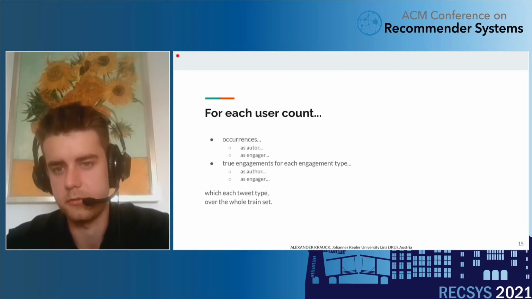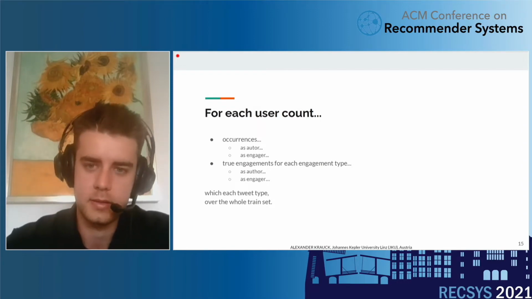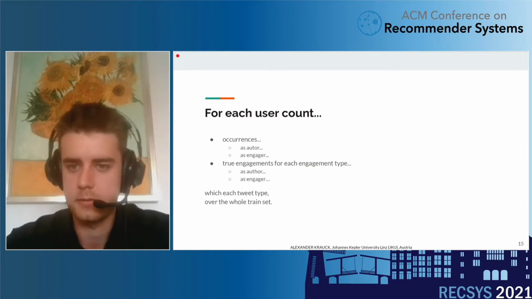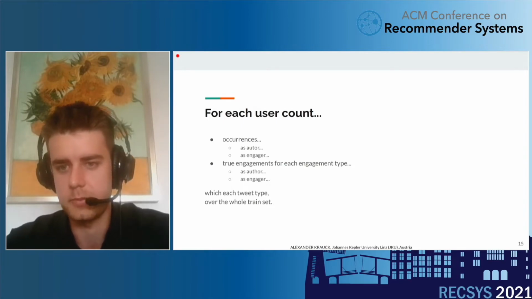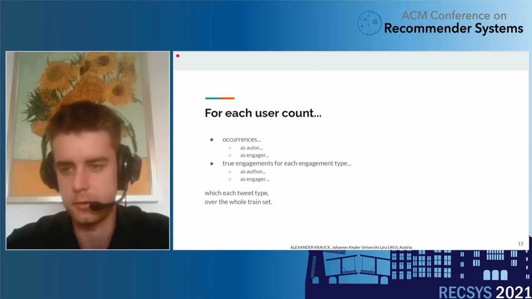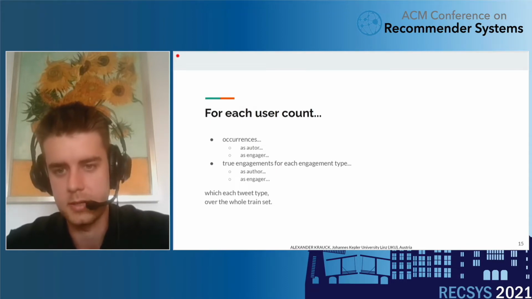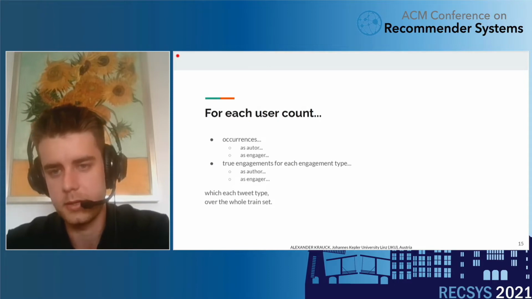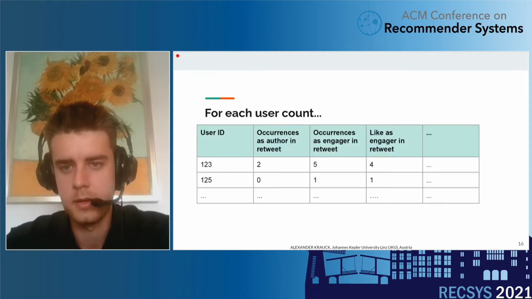So, for example, for each user, we count the occurrences as author with each tweet type over the whole train set. And for each user, we count the true engagements for each engagement type as author with each tweet type over the whole train set. To make it a little bit more clear, I have an example here.